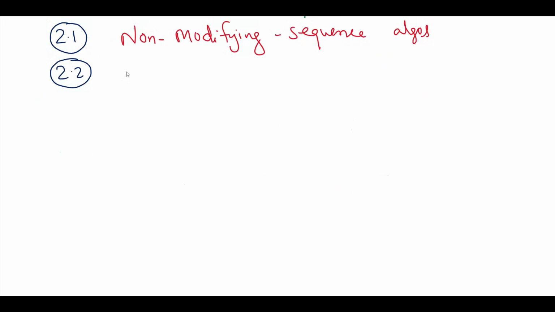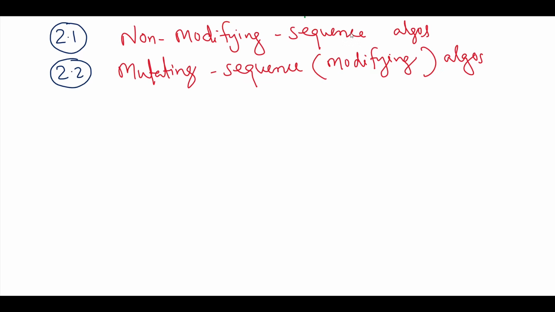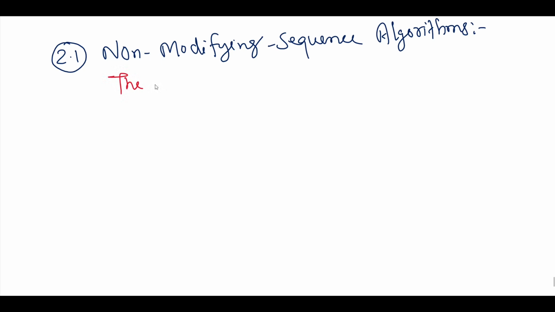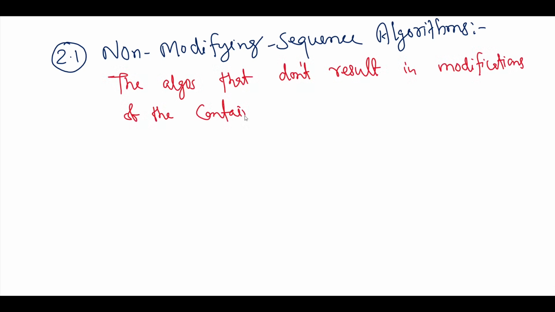So basically there are two kinds of algorithms. One is non-modifying sequence algorithms and another is mutating, or modifying, sequence algorithms. Let's first discuss non-modifying sequence algorithms. Non-modifying sequence algorithms are those algorithms that don't result in modification of the containers to which the algorithms are applied. So let's discuss some of these algorithms.